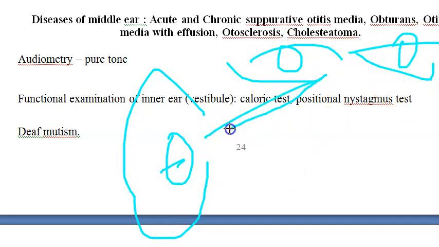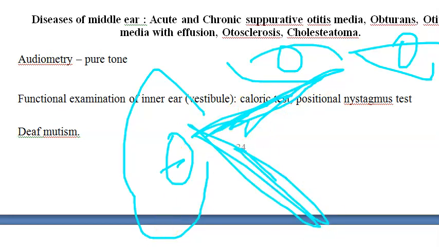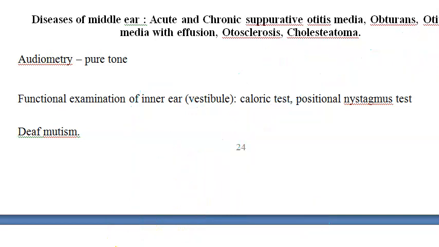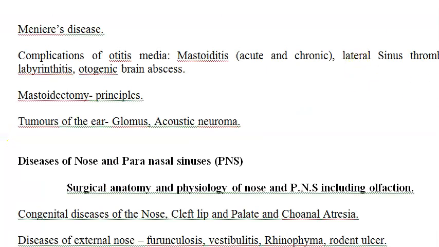So that is another connection. You see how the connections are between the ear and the eye; the ear and nose also have a connection, right? The eustachian tube, etc. Okay. Deaf mutism, what this is, you should know. Then Meniere's disease, basically vertigo, tinnitus and hearing loss all together, because this is nothing but hydrops. What hydrops? Endolymphatic hydrops, right? Complications of otitis media you should know: mastoiditis, lateral sinus thrombosis, labyrinthitis, otogenic brain abscess. So the complications of otitis media, you should know, it can go into the brain also.